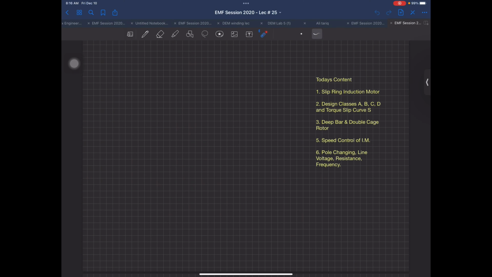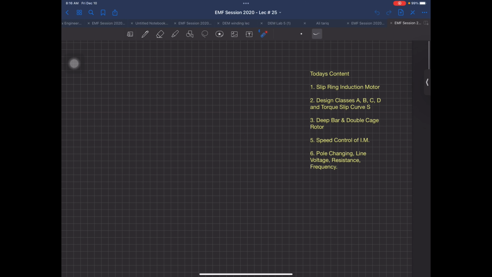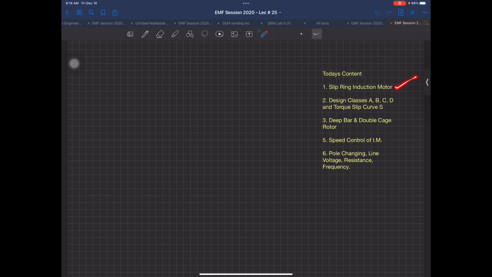This is technically lecture number 25. The contents of today are the slip ring induction motor, the design classes A, B, C, D, and the torque slip curves. We are going to talk about the deep bar and the double cage rotor as well.